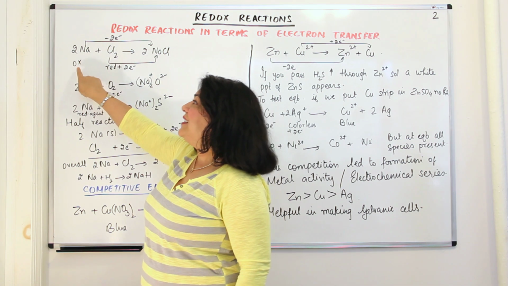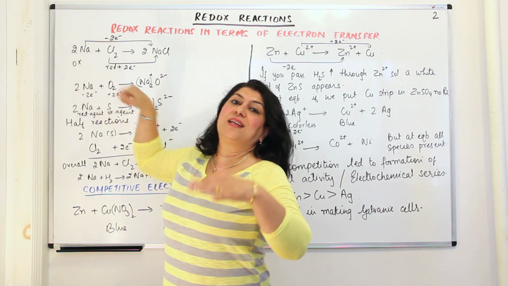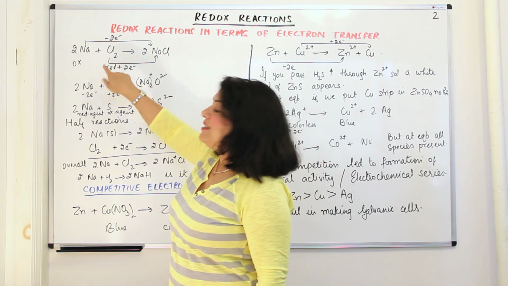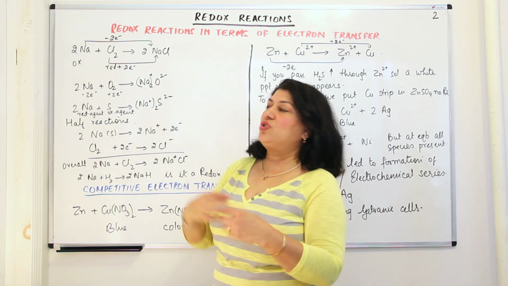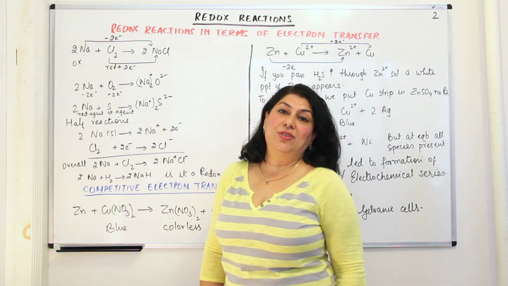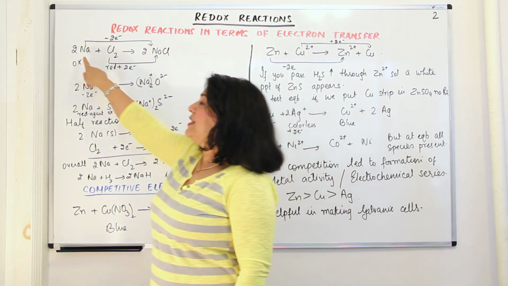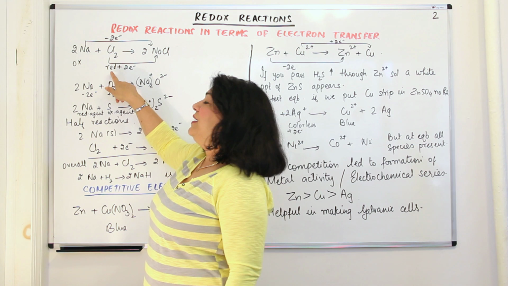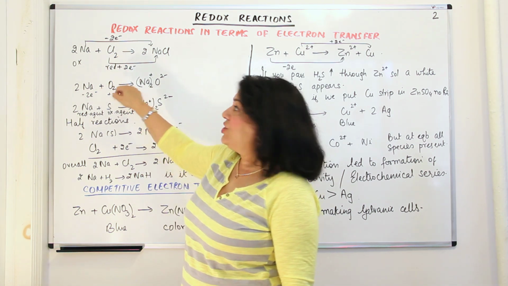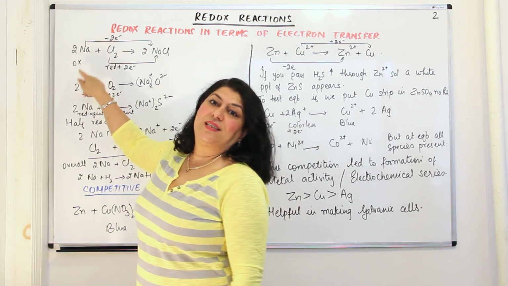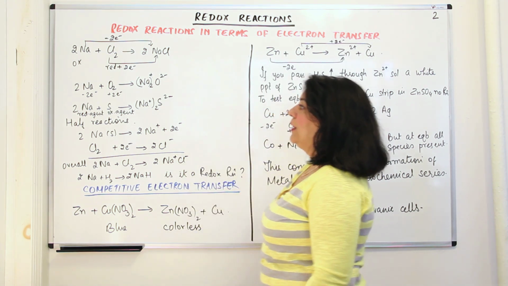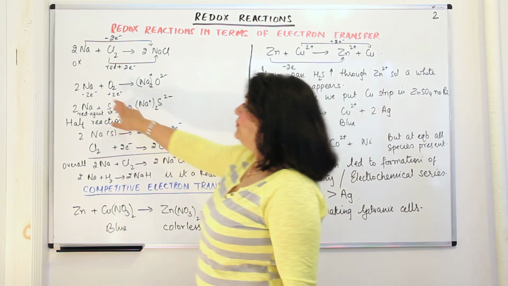Any substance that itself gets oxidized acts as the reducing agent, and any substance that itself gets reduced acts as the oxidizing agent. So chlorine itself got reduced, but it oxidized sodium. Therefore, chlorine is reduced, but it is the oxidizing agent. Sodium is oxidized and it is the reducing agent. Let us take two more examples now.